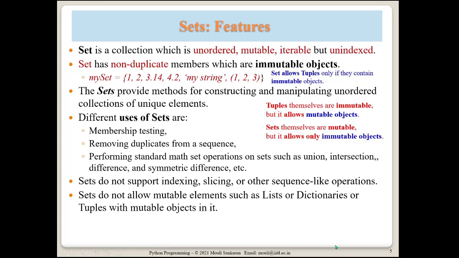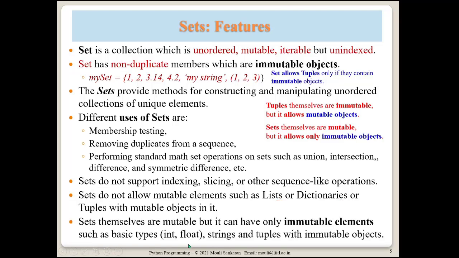Sets do not allow mutable elements such as lists or dictionaries, or tuples with mutable objects. So a tuple should have only immutable objects. Lists themselves are mutable, so they are not eligible candidates to be inside a set. Sets themselves are mutable, but they can have only immutable elements, such as basic types int, float, strings, and tuples with immutable objects. I am just summarizing it, though it is mentioned here.